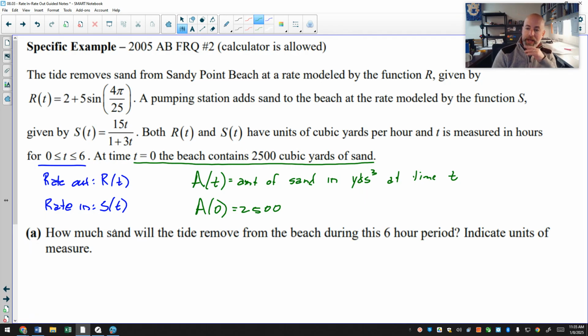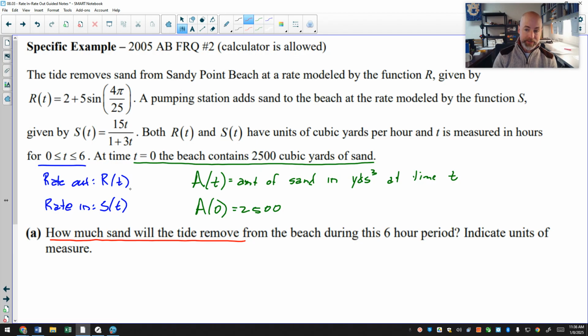Let's look at the problem here. So how much sand will the tide remove? So how much will be removed? How much sand is being removed? That is only a function of the rate out. However much is being added is irrelevant. We're only talking about how much is being removed.